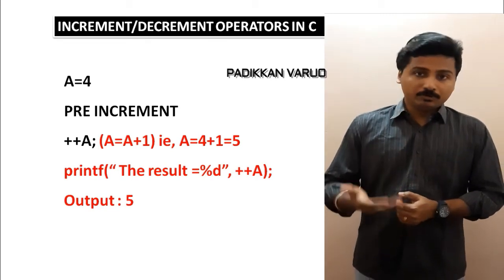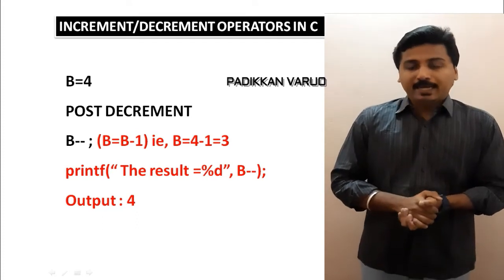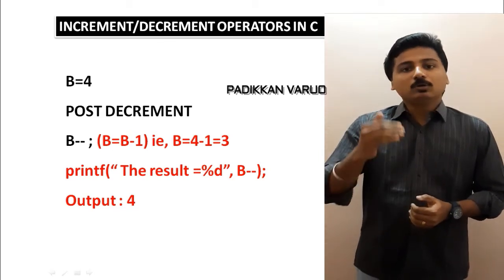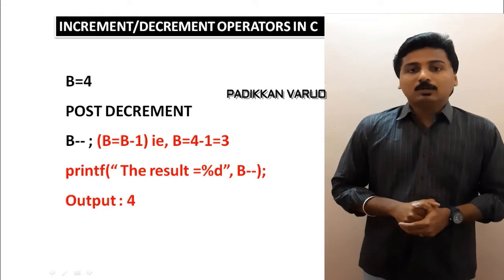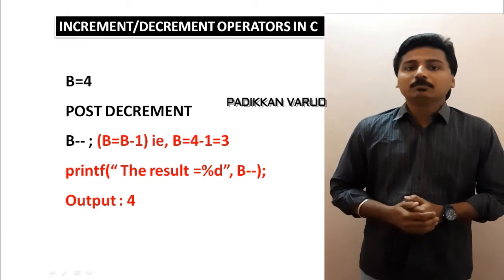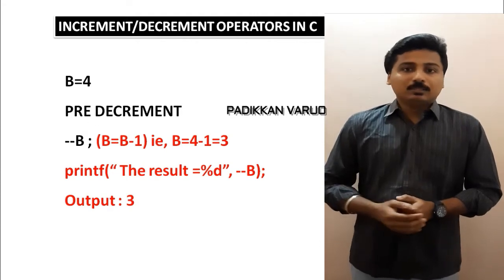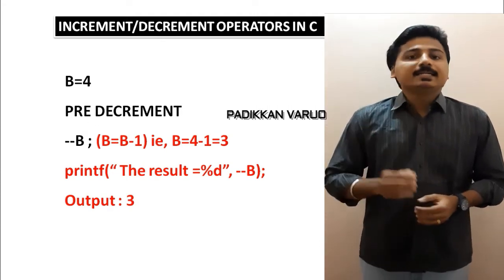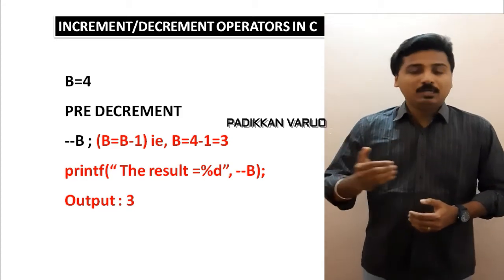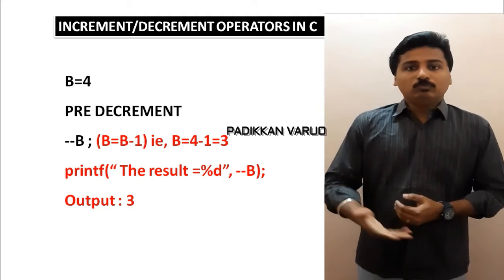In the similar manner, consider the post-decrement and pre-decrement with a variable named b, storing a value 4 into it. If you are using the post-decrement operator, b minus minus, the output will be 4, because only after the particular printf statement is the value inside the variable decremented. But in the case of the pre-decrement operation, the value inside the variable b is already decremented. So the value 4 is already decremented to 3, and the output will be the new value 3.